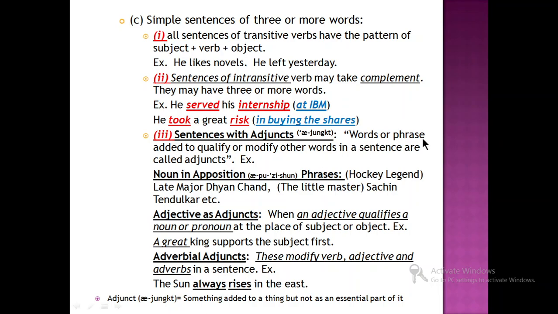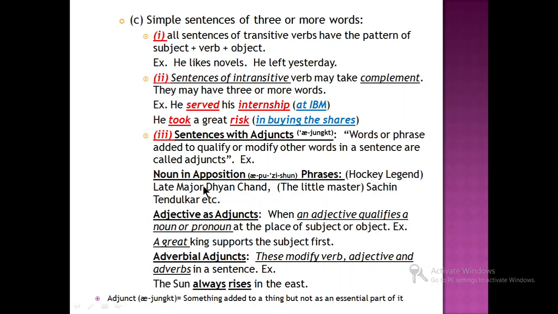Words or phrases added to qualify or modify other words in a sentence are called adjuncts. कोई भी ऐसा शब्द जो किसी भी वर्ड को क्वालिफाई करे, उसकी क्वालिटीज को बताए as exactly as an adverb, तो जब आप उसे जोड़ते हैं तो वो adjuncts बोले जाते हैं. वो noun भी होते हैं, adjective भी होते हैं, adverbial adjuncts भी होते हैं, और ये तीनों हमने आगे मेंशन भी किए हैं. We explain these all three differently. आगे लेके चलते हैं one by one.